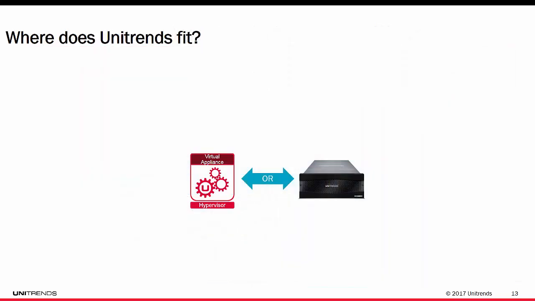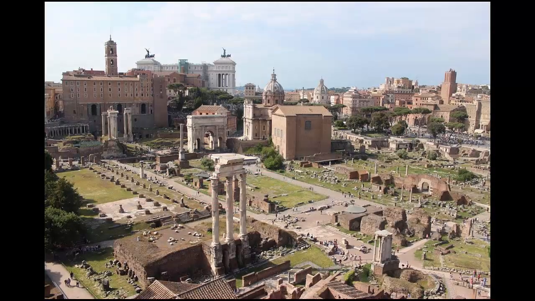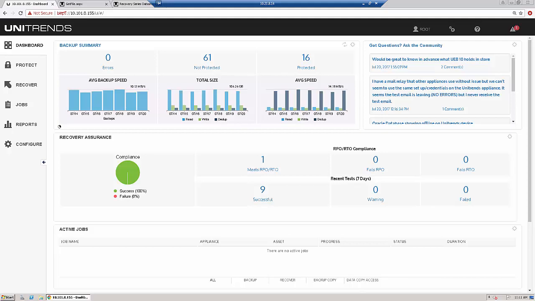Let's talk about the Unitrends solution as a whole and where Unitrends fits. Unitrends begins by deploying our virtual appliance on some kind of hypervisor, whether it's VMware, Hyper-V, or Citrix XenServer, or deploying the physical appliance. Give it an IP address, and then from there, it's as easy as being able to set it up. This is what the interface looks like.